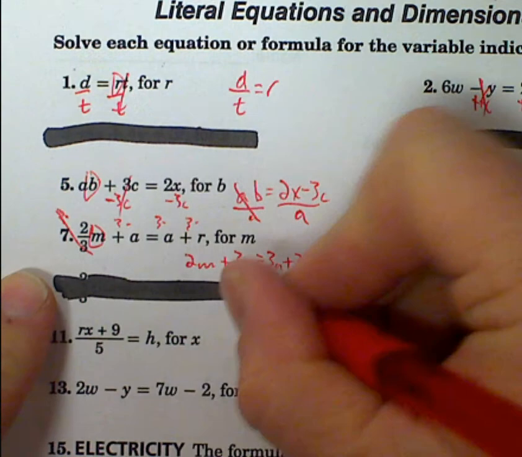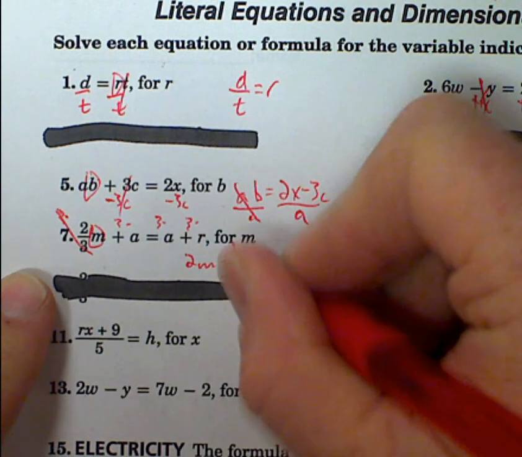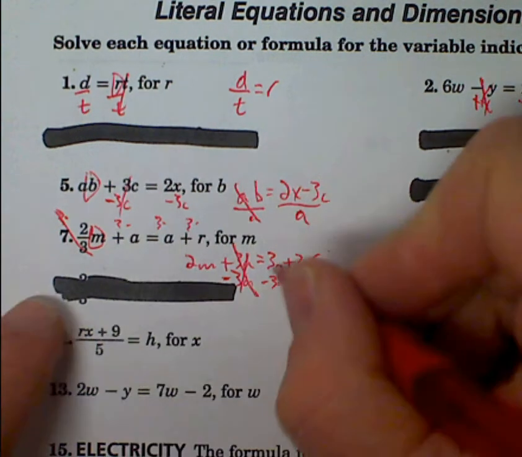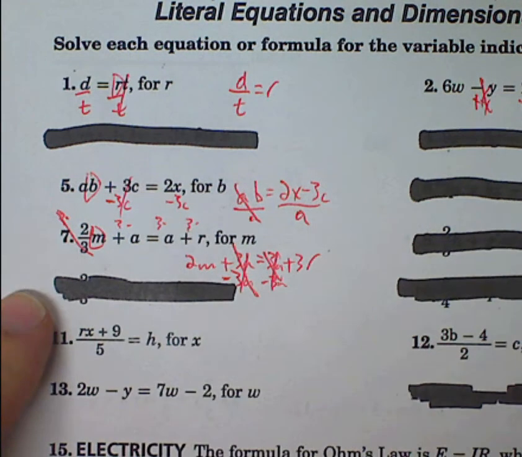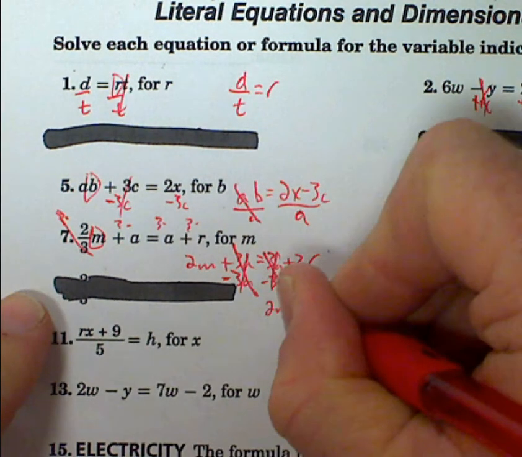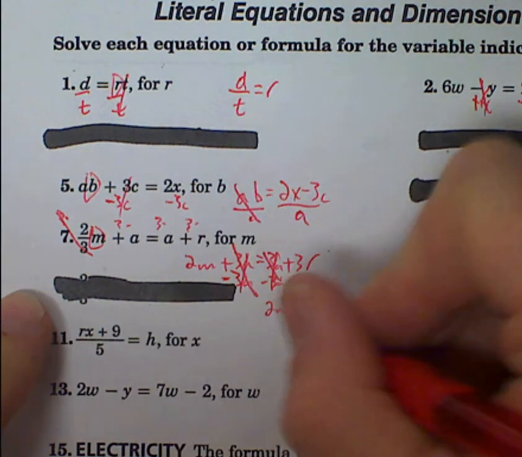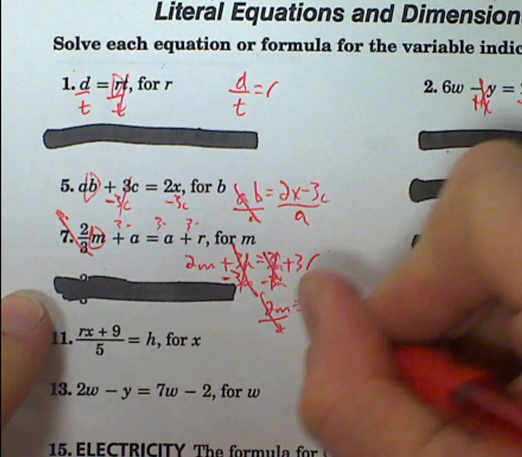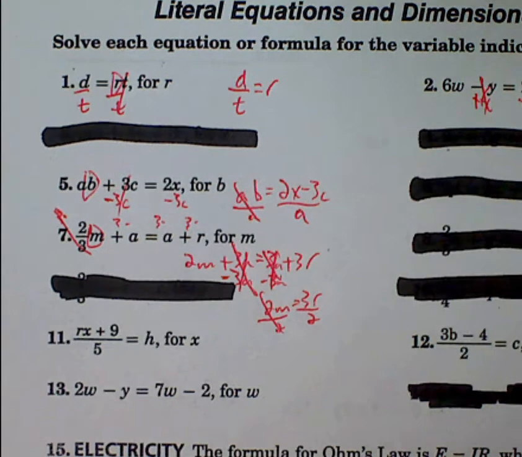I'm going to bring my 3a over, and these are like terms. 3a minus 3a gives me 0, so those cancel. So now I just have 2m equals 3r. Divide by 2, and I got m equals 3r over 2.